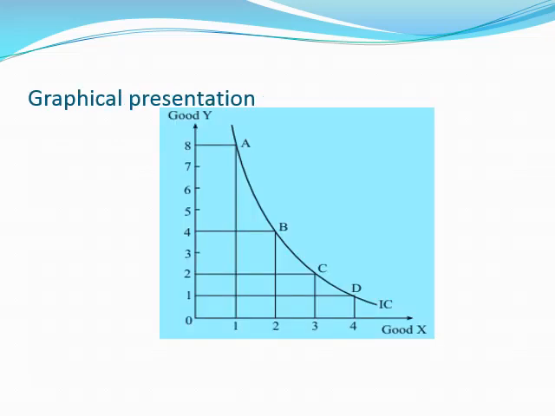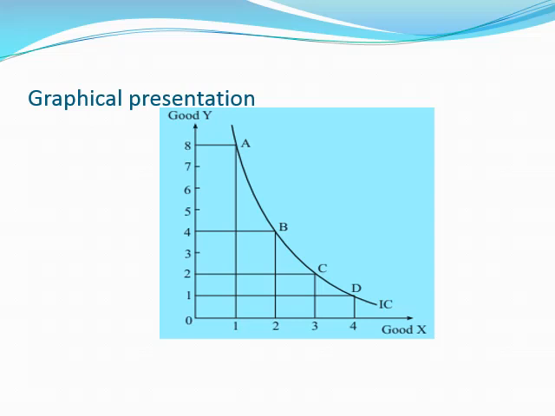This is the graphical presentation of the indifference curve. For example, let's look at the curve. On the vertical axis is Y and the horizontal axis is X. For example, A is a combination of 8 of Y and 1 of X. B is the combination of 4 of Y and 2 of X. C is a combination of 2 of Y and 3 of X.